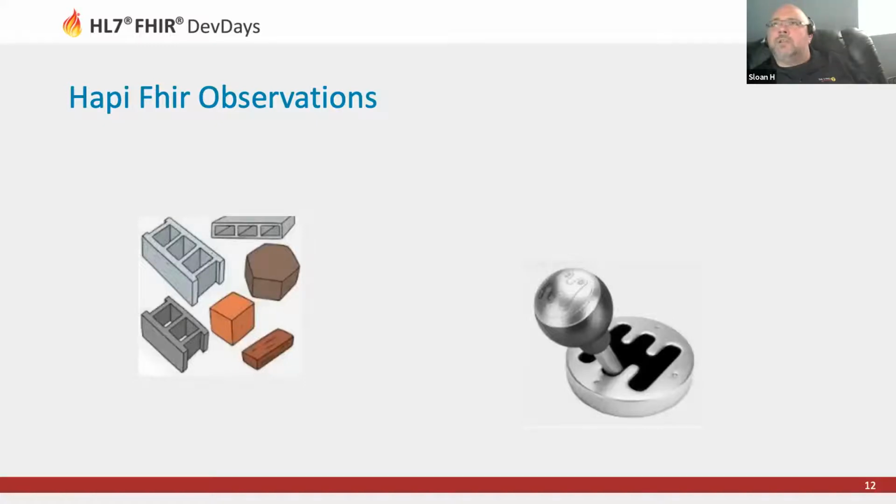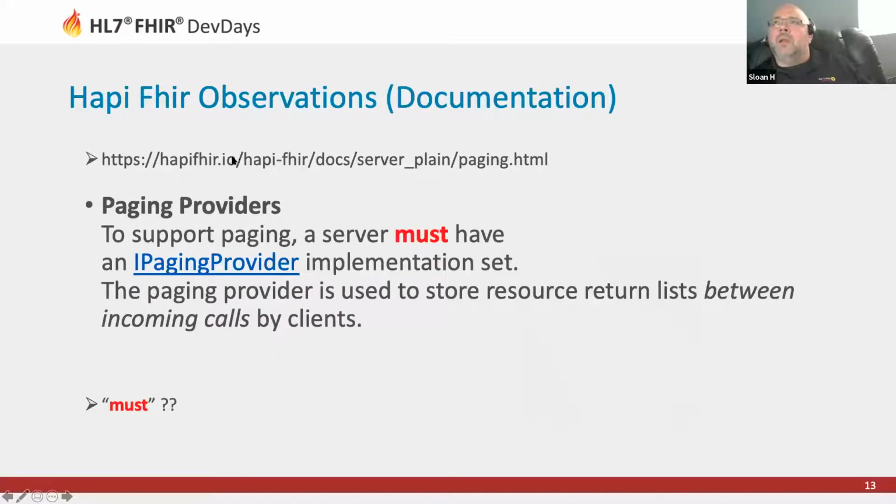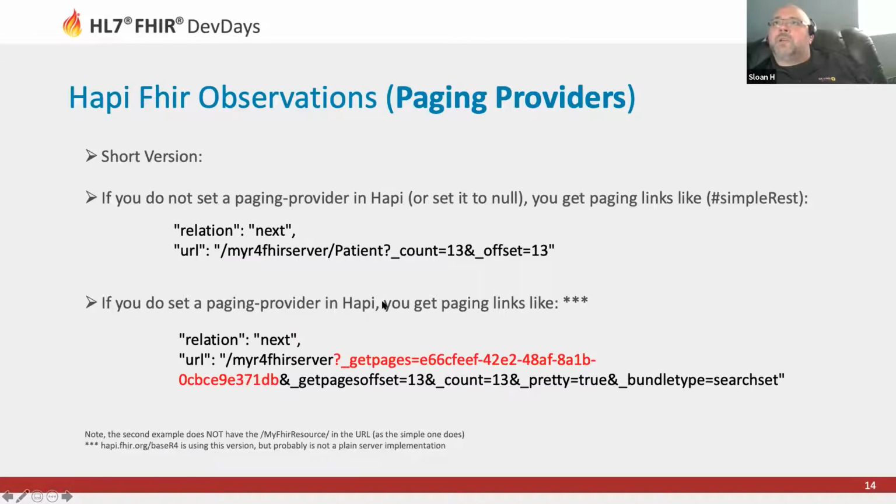So shifting gears, if you go out to the HAPI FHIR documentation, the paging providers section says a server must have an IPagingProvider. And the word must here, I had a question mark on that, and if James is there, he can tell us later. But what I observed was something a little different from the documentation.